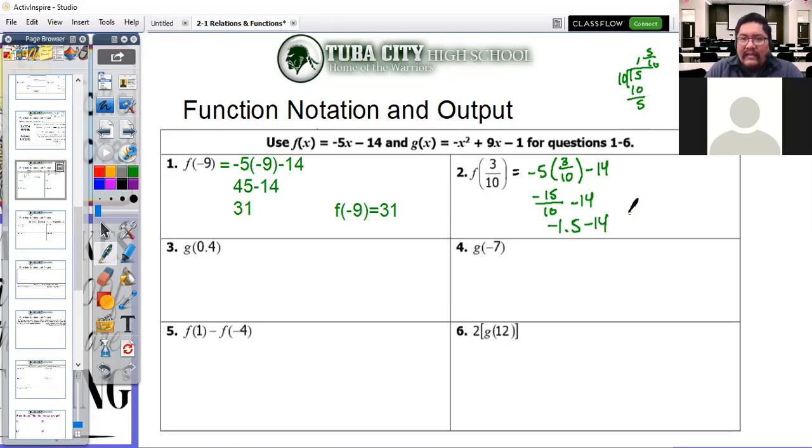And since they're both negative, I'm going to have to combine them. So in this case I would get f of 3/10. So if my input is 3/10, my output will be negative 15.5. And that should be the answer I'm looking for in this case.